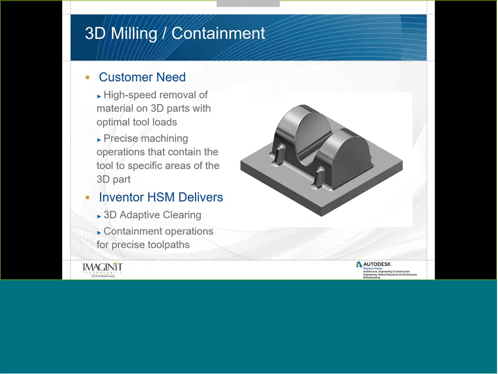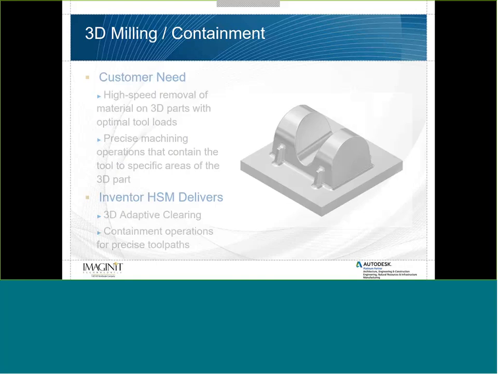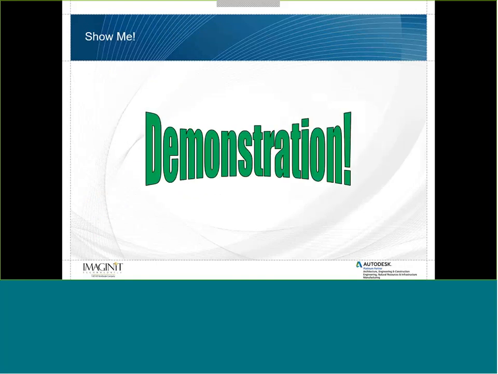Right, so because we're moving in 3D, where in 2D we're kind of identifying edges or loops to go through and follow. In 3D, obviously we've got the third dimension to worry about. So really it's just more about tool containment so that I get the finished product that I'm expecting. So we're going to jump over to Inventor HSM for this one, but Inventor HSM delivers our 3D adaptive clearing, just like we have the 2D, same benefits, but in a 3D space, and containment operations for precise toolpaths. So let's see what that looks like.